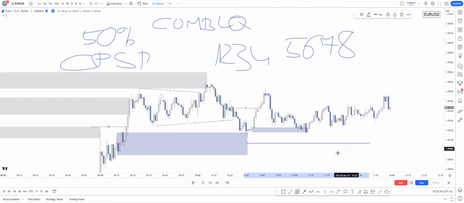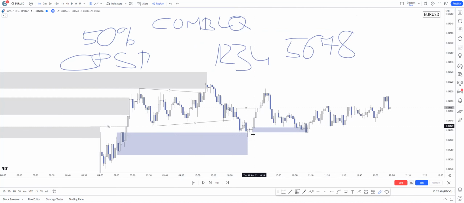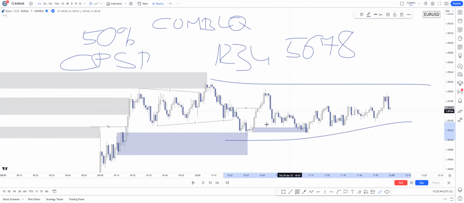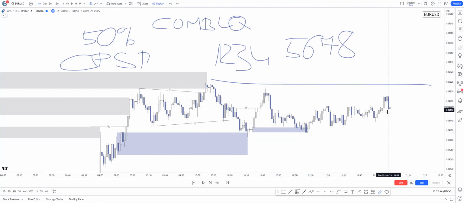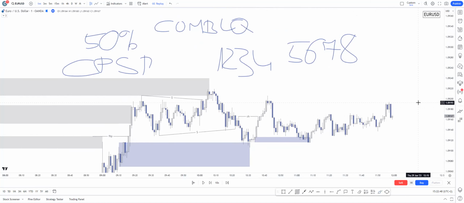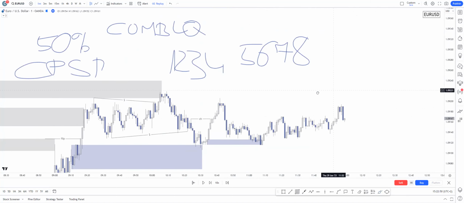I wanted to see 50% mitigation. It did not happen, and actually after the tagging on this zone, price action was ranging and slowed down pretty well. So yeah, that's all, guys.